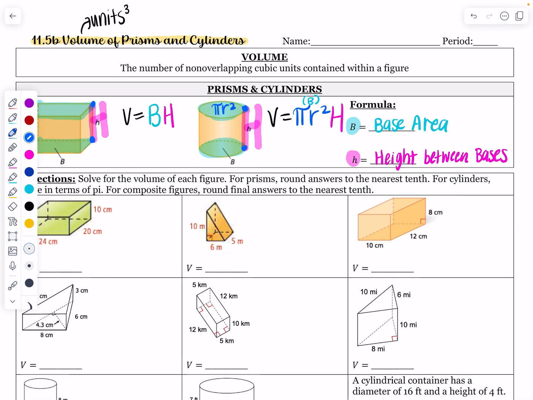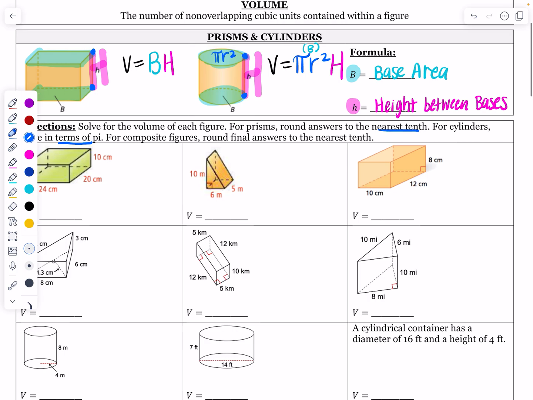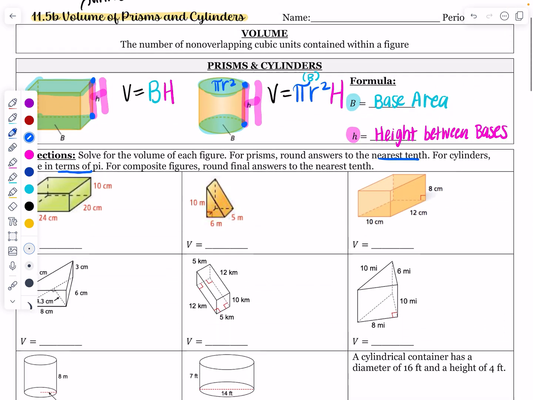Okay, so it says solve for the volume of each figure. For prisms, round the answers to the nearest tenth. For cylinders, we're going to leave them in terms of pi. For composite figures, round final answers to the nearest tenth. We don't have any composite figures on this one. We will get to those later on.